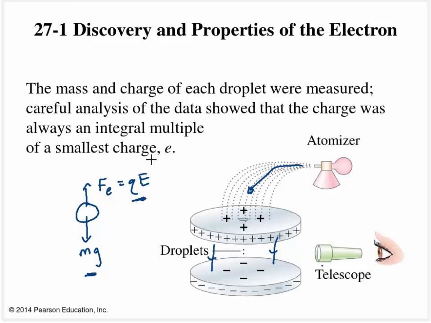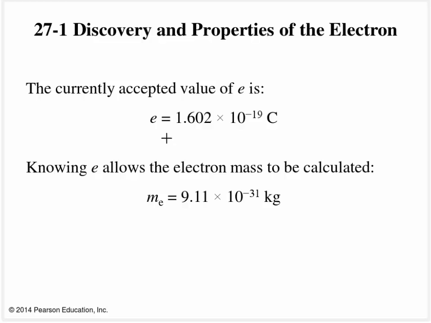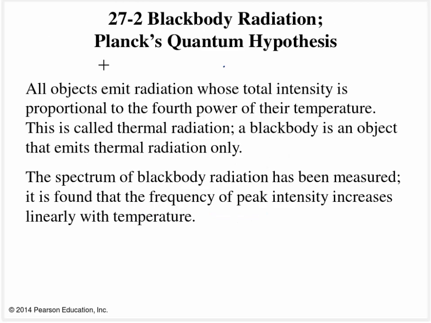Now, what he noticed was this charge always came up in integral multiples of the smallest possible charge, e. So he would see 1e, 2e, 100e, 1000e. He would never see 1 1/3 e, 2 2/3 e, something like that. So this let us pretty much solve for this charge that we came across in some of the earlier chapters. And since we know the charge to mass ratio, we can calculate the mass quite simply.